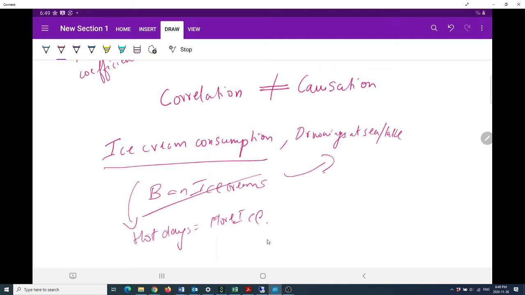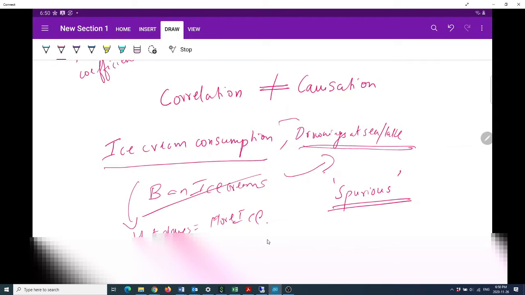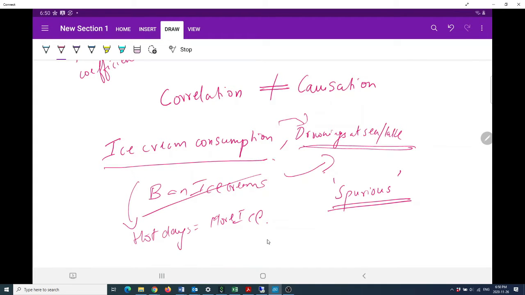And on very hot days, people tend to go to the sea or the lake to have a dip. And the more people who actually swim, the higher the chances of drowning. So this sort of relationship, this high correlation, is a spurious correlation, right? It just happens to be by chance. There's no actual theory between ice cream consumption and drownings at sea. So consuming more ice cream does not make you more susceptible to drown at sea or lake.